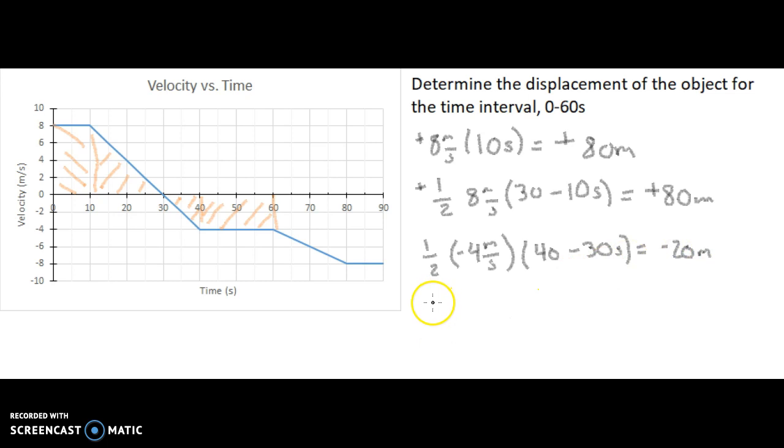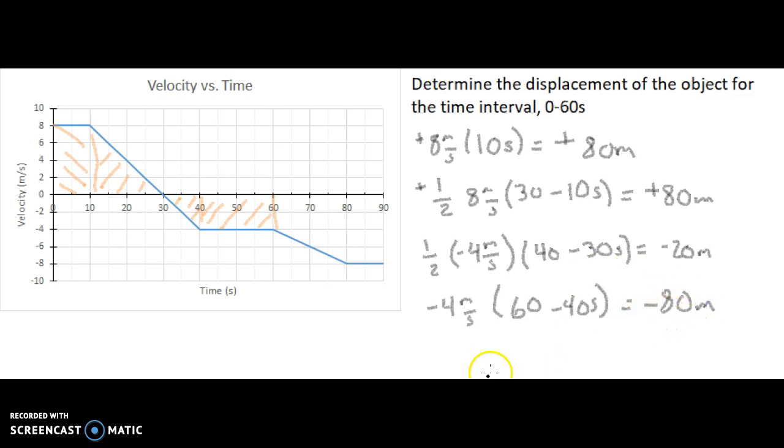And then finally, the last part, 40 seconds to 60 seconds. We have a height of that rectangle as negative 4, and then a base of 60 minus 40 seconds. All right, and then when we calculate this would end up being negative 80.